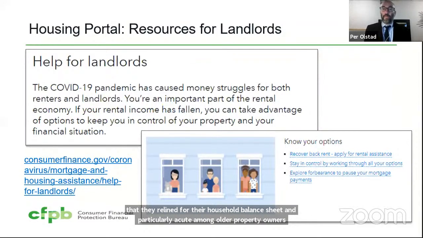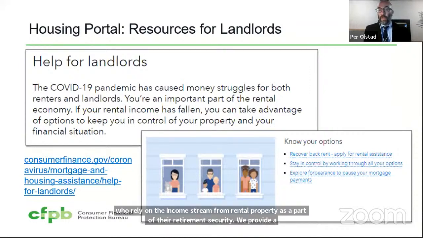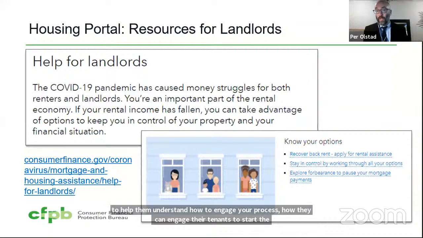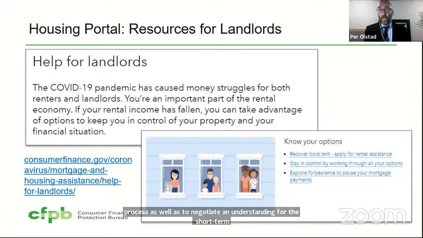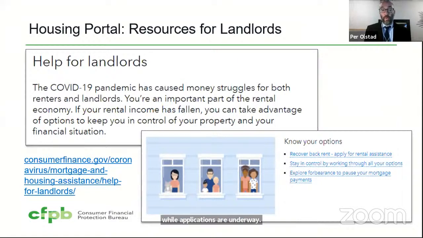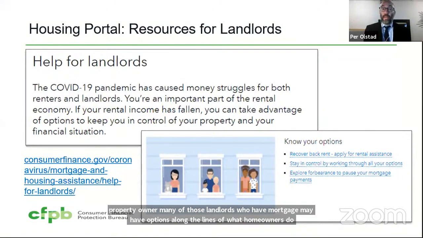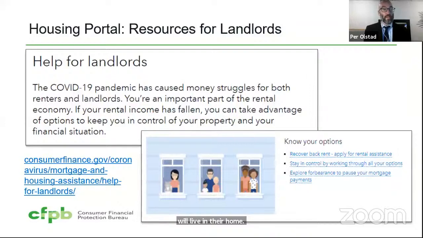So we provide a range of information for landlords, in parallel to the renter information, to help them understand how to engage in the ERA process, how they can engage their tenants to start the ERA process, as well as to negotiate an understanding for the short term while ERA applications are underway, and to understand what other options they have specifically as a property owner. Many of those landlords who do have a mortgage may have forbearance options along the lines of what homeowners do who live in their home or in the home underlying the mortgage. So providing information to help them manage the financial challenges they face as landlords as well.